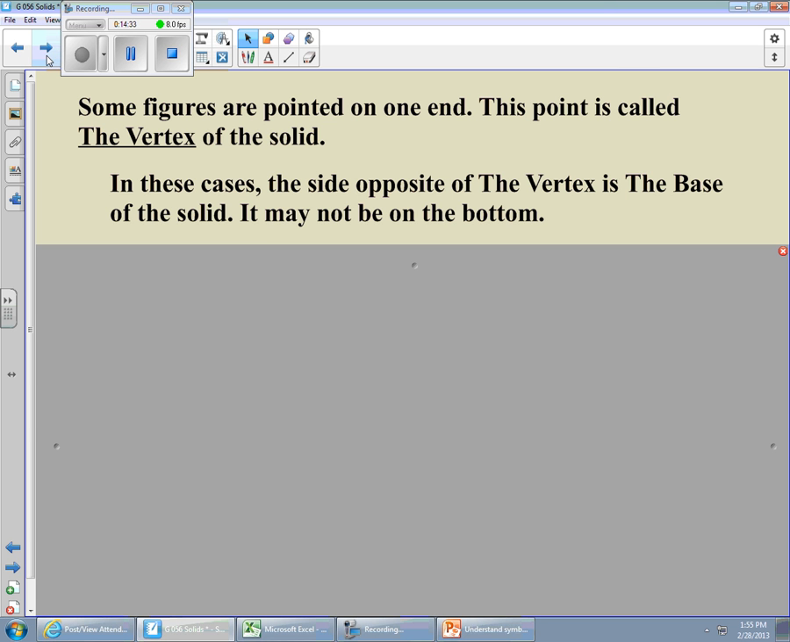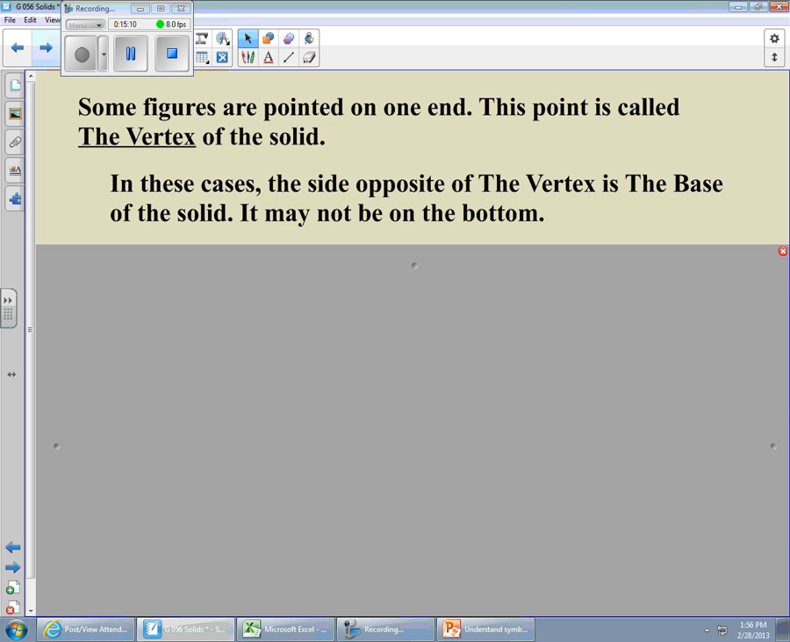Now, what we're looking for is, like I said, some figures are pointed on one end, and that's not a very highly technical definition, saying that a figure is pointed, and if it's pointed, we're going to call it the vertex, because depending on how the shape's built, it may not look very pointed at all. But the key here is, like we said, some of our figures are only going to end up having one base. If they only have one base, then across from that base, we will have this quote-unquote pointed location that we will call the vertex of the solid.